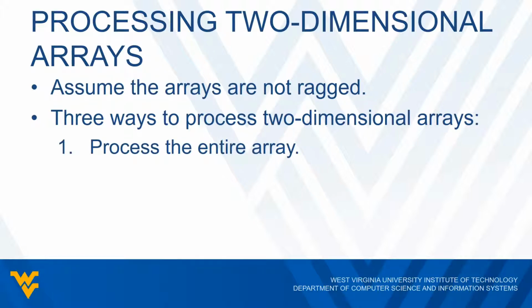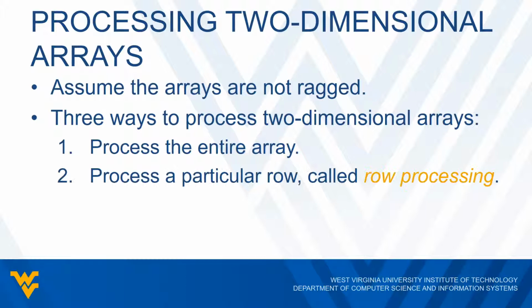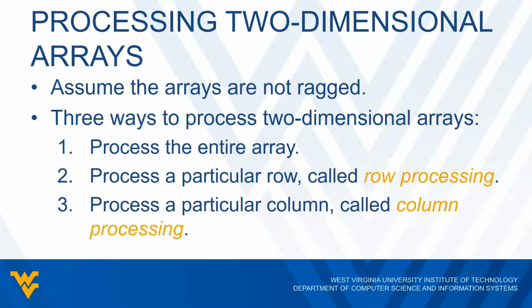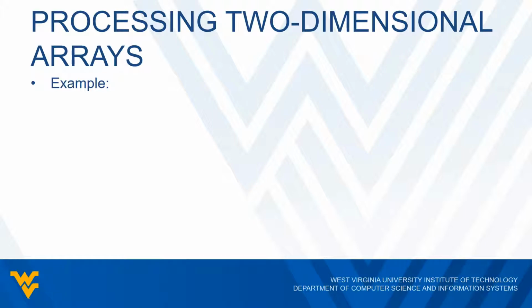Now, there are three different ways that we can process two-dimensional arrays. We can either process the entire array, we can process a particular row, and this is called row processing, or we can process a particular column, and this is called column processing.